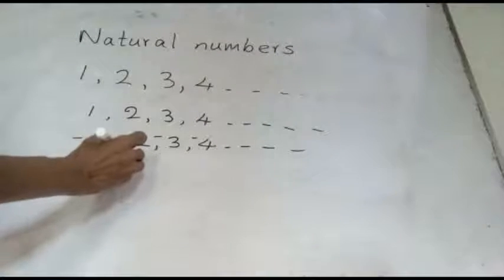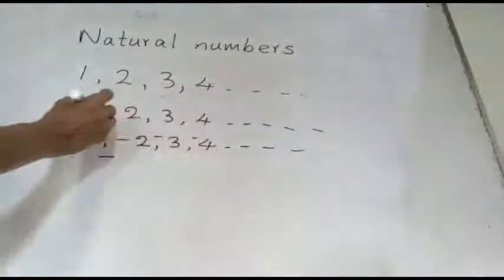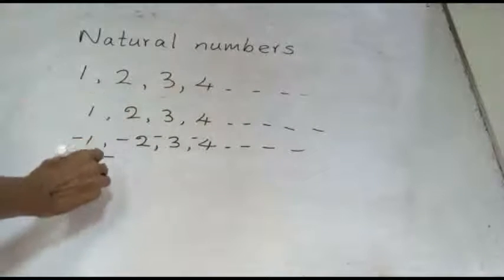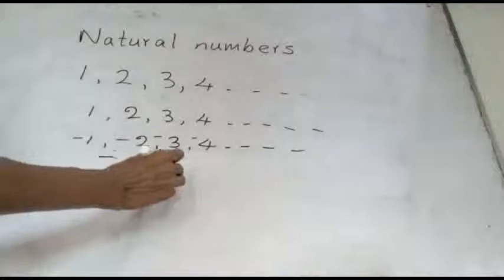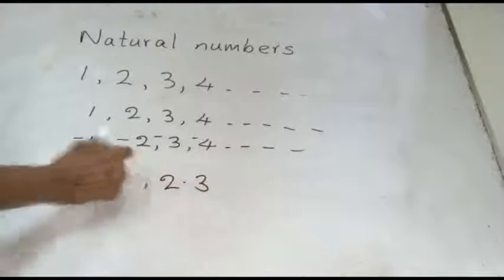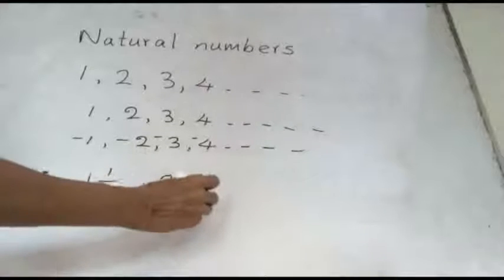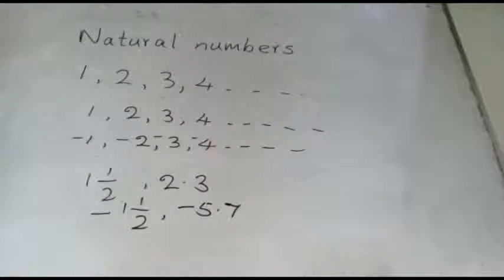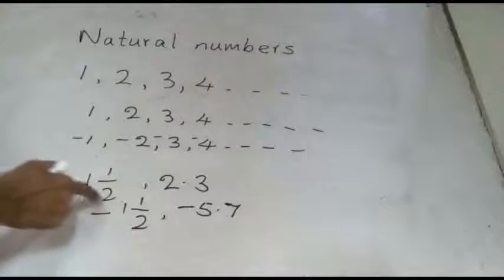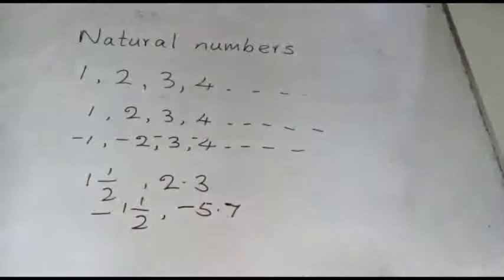Then positive 1.5 or positive 2.3, negative 1.5, negative 5.7. All of them are directed numbers. Directed numbers are not necessarily all integers. For example, those are also directed numbers.